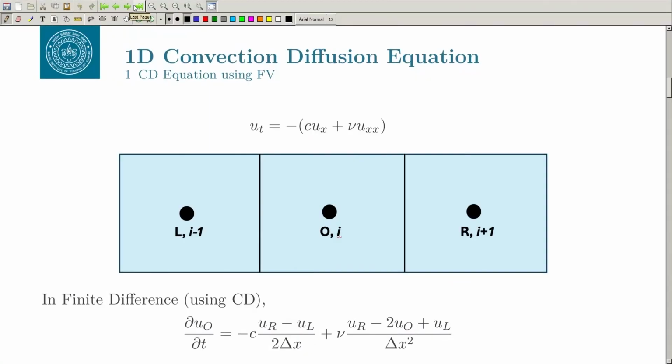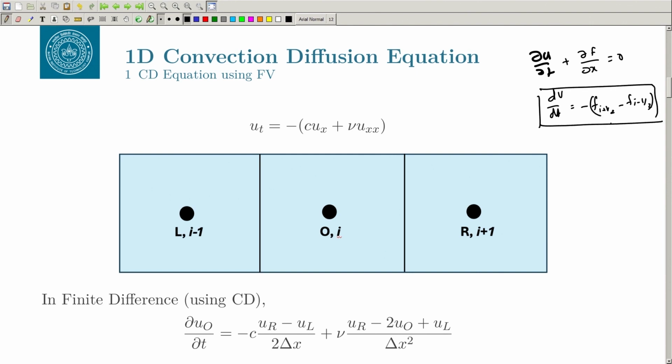So, what happens is, if you have an expression du by dt plus df by dx equal to 0, this becomes du by dt is equal to minus (f at i plus half minus f at i minus half), divided by delta x. So, this is nothing but your residual. Once you calculate the residual, you can employ your own favorite time marching scheme here and solve the problem.